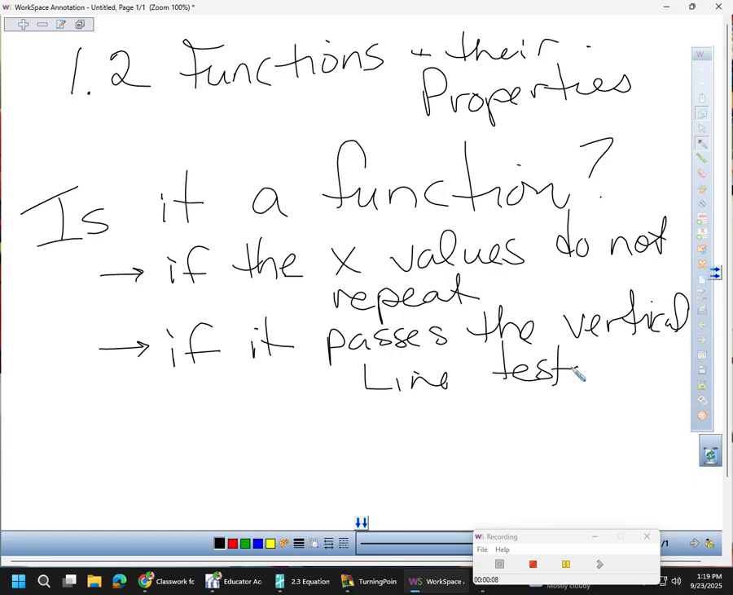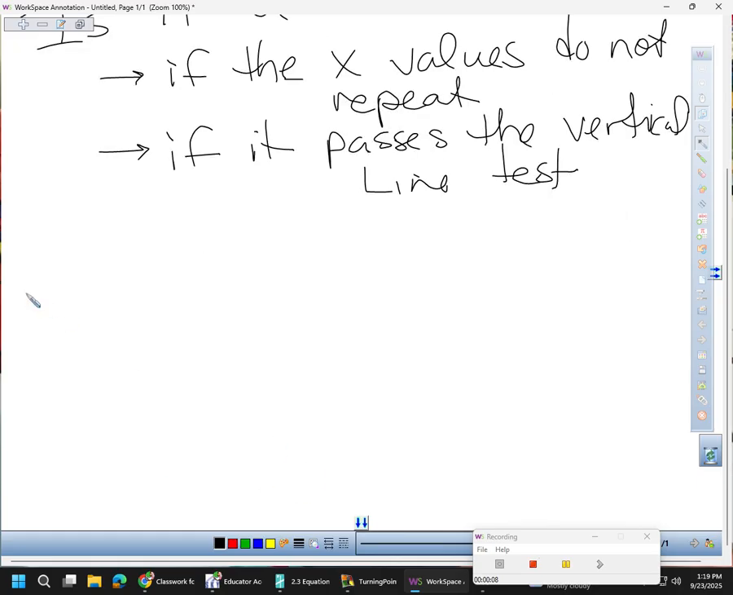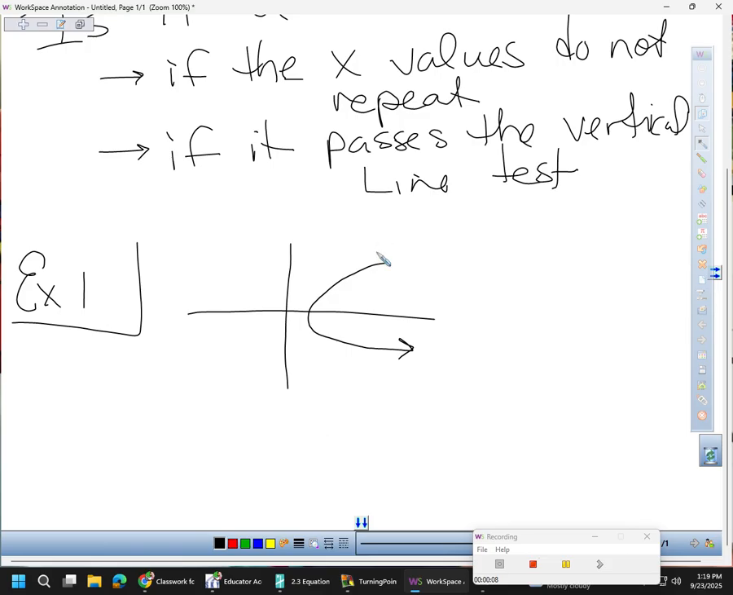That's very good. That is the pencil test. You are correct. So here is example number 1. Maybe they will give you a graph and they want to know if it is a function. So maybe the graph looks like this. Is that a function? No, it's not.